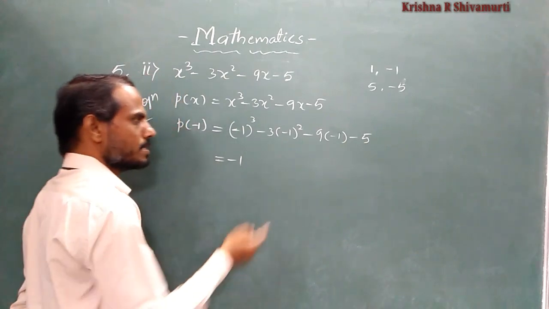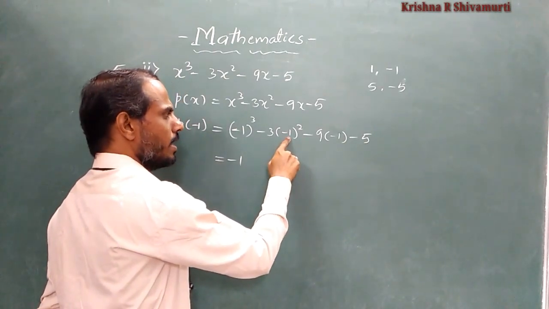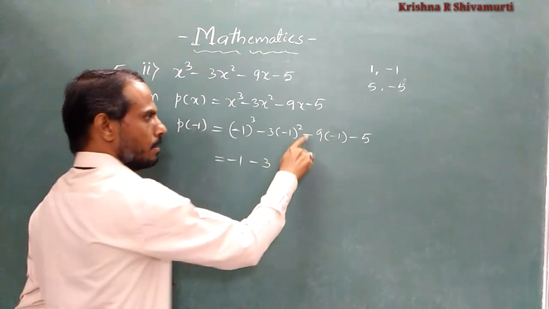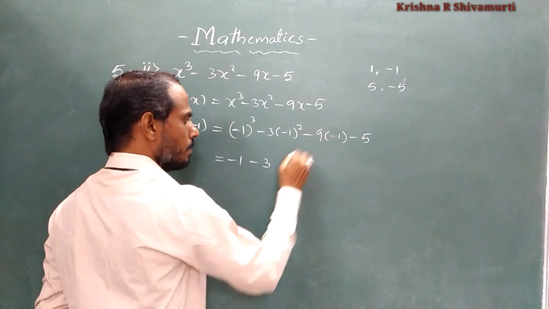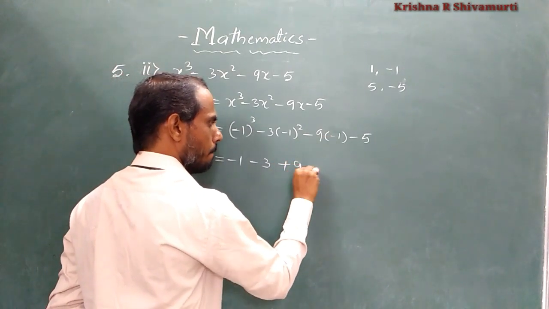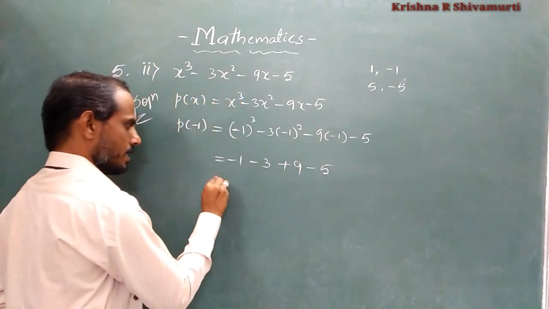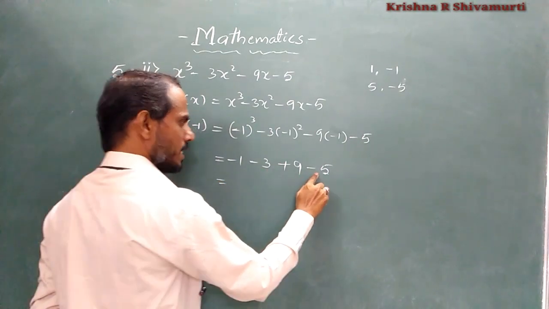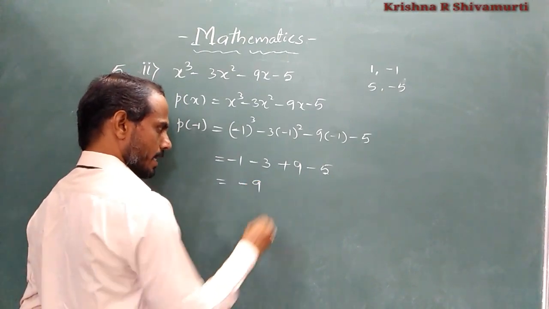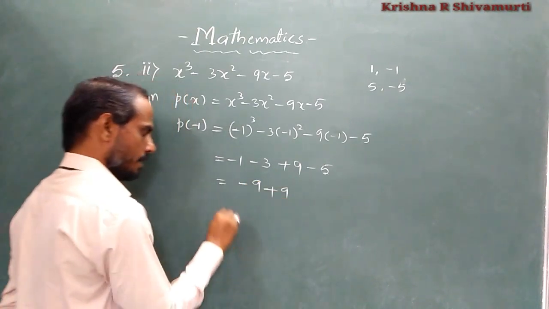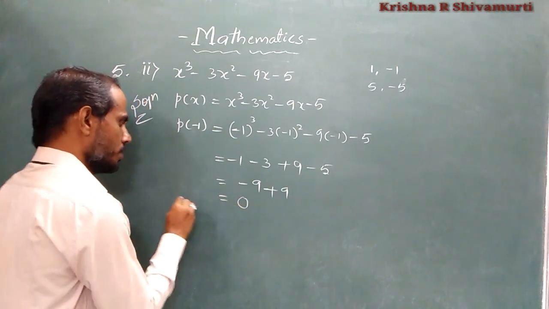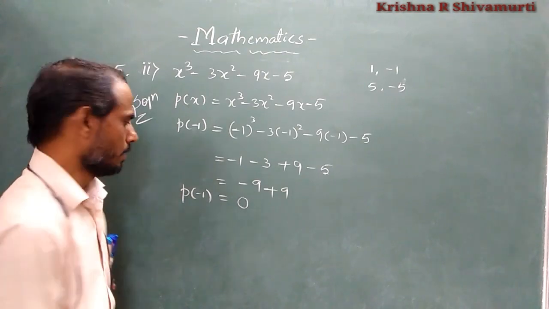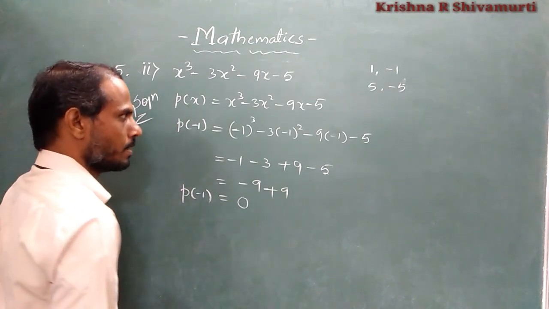Minus into minus is plus. 1 square is 1. 1 into minus 3 is minus 3. Minus into minus is plus 9. Minus 5 as it is. Minus 1 minus 3, and minus 5 minus 9 plus 9 is equal to 0. Okay students, P of minus 1 is equal to 0.